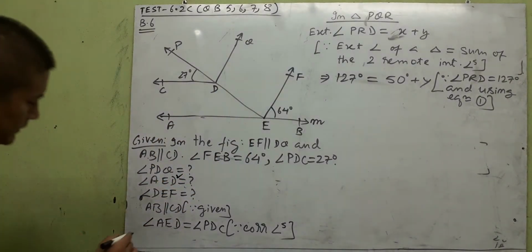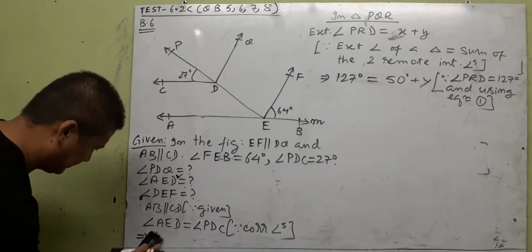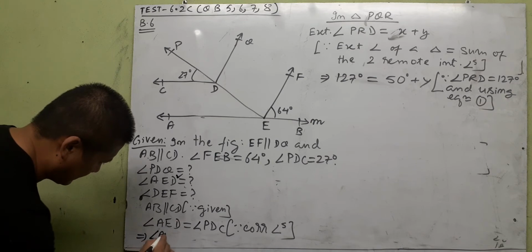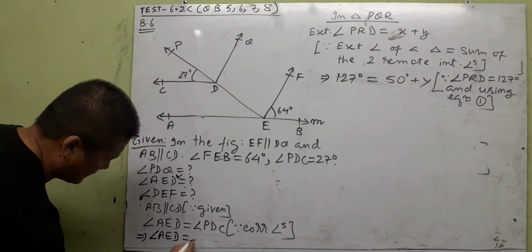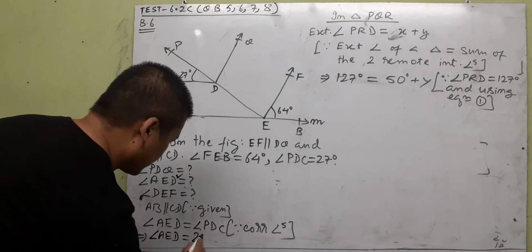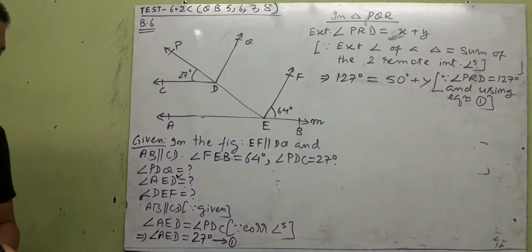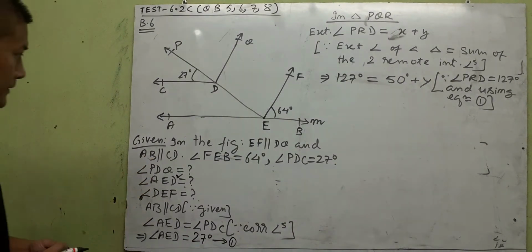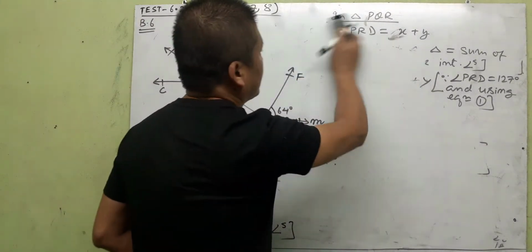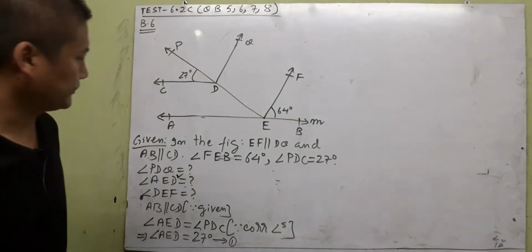So that gives you angle AED will be equal to PDC, here 27. So we write here 27 degree. You may put this one as equation 1 if you like. Okay, so that is done. Now let us go to the next angles we have to find out. So one by one, let us do it.